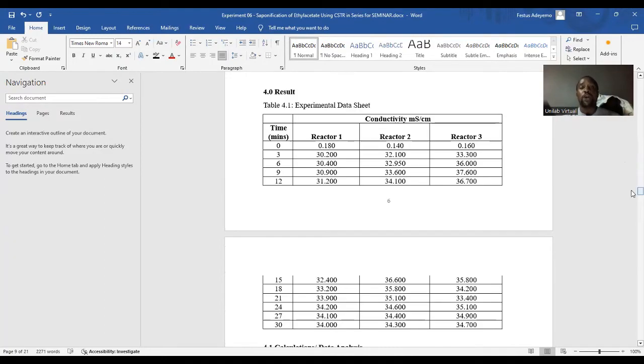The experimental result is depicted in table 4.1. Here we used a time interval of 3 minutes. Your experiments can differ from mine. You want to use intervals of 2, 3, or 5 minutes, depending on your instructor. We tabulated the conductivity values of reactor 1, reactor 2, and reactor 3 against time.